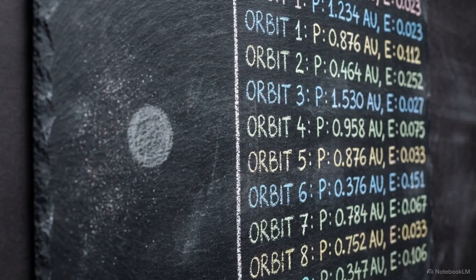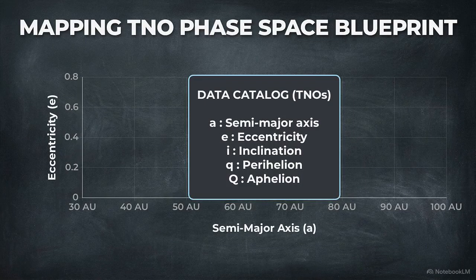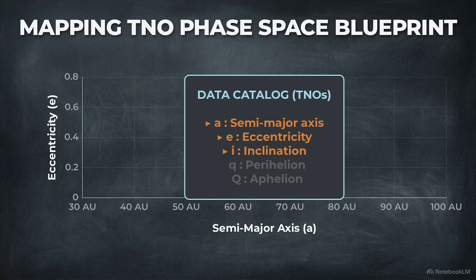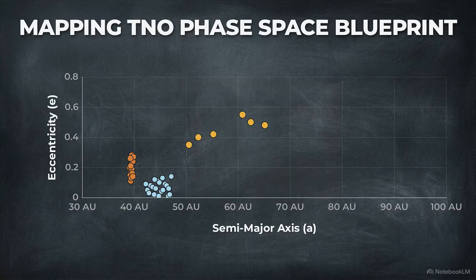To actually map this region, we have to stop looking at the blackness of space and start reading the raw orbital data. This table is the primary forensic tool, recording semi-major axis, eccentricity, inclination, perihelion, and aphelion. By isolating three parameters, semi-major axis, eccentricity, and inclination, we can plot these numbers to reveal invisible subdivisions.